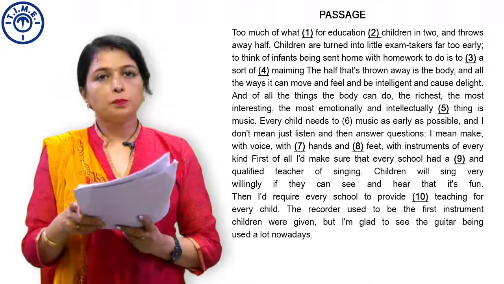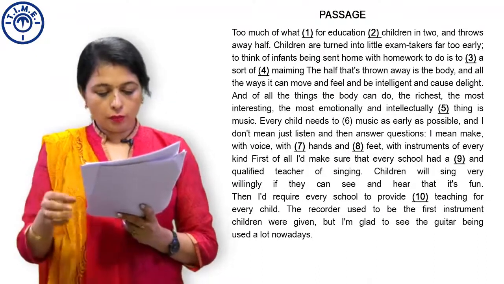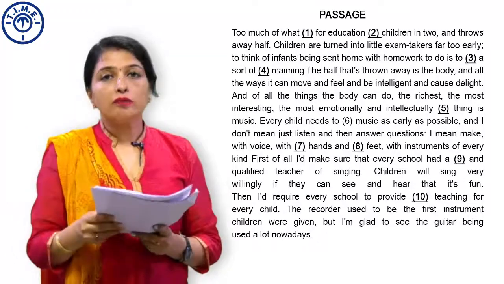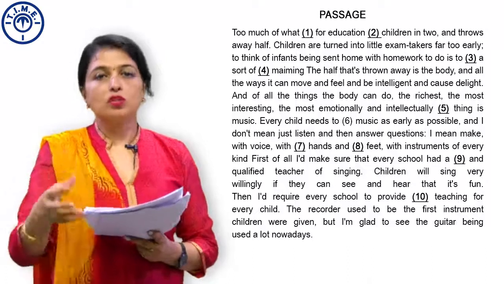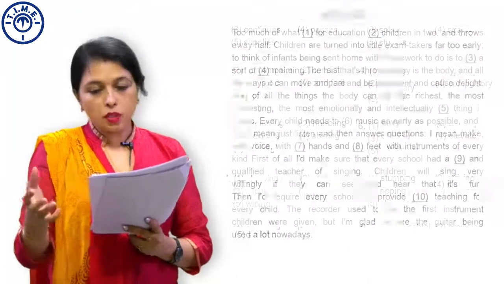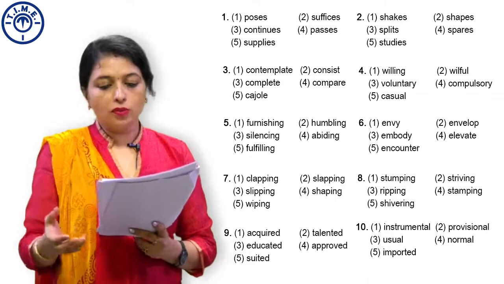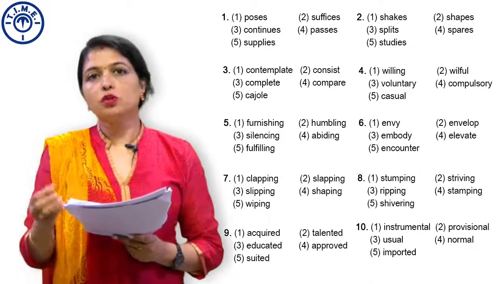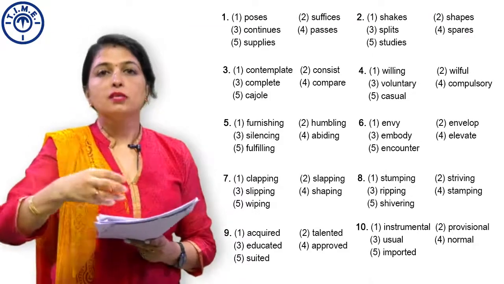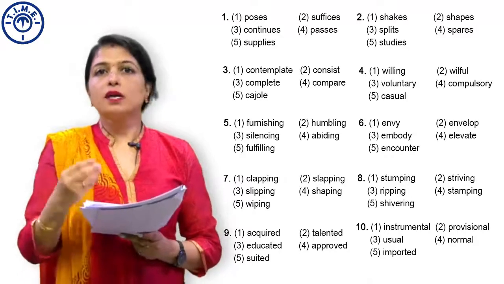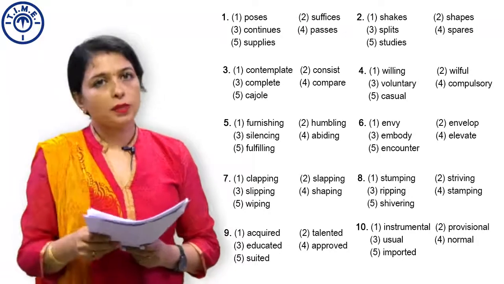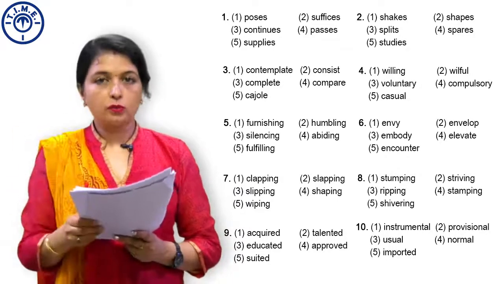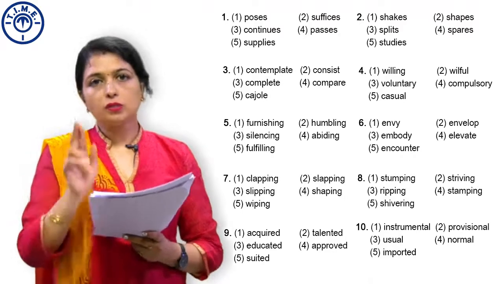So, in the perspective of the author, there are people who are qualified and also gifted, because it is about a vocation, a calling. Among the choices acquired, talented, educated, approved and suited, the best word is talented. Talented and qualified. The author does not merely insist that the teacher needs to have some qualification in that field. She also must have the talent for music which she can impart and pass down to children. So, we rule out everything else and zero in on talented. Blank number 9, the answer is choice number 2.